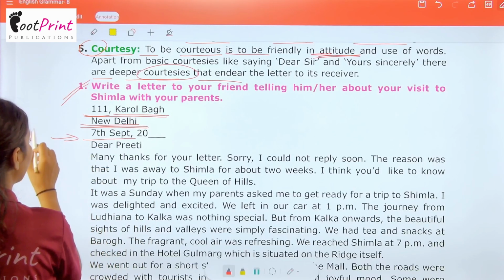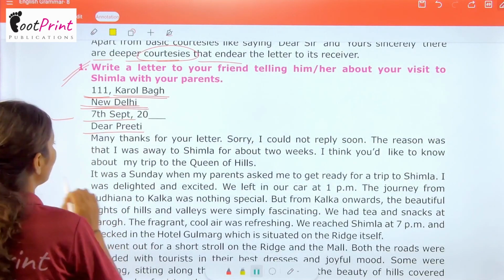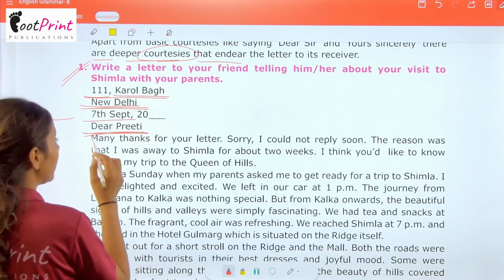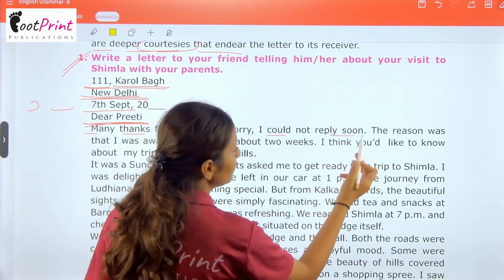After address we write date and then we will start with the salutation. Now after date you have to write the salutation word, that is Dear Preeti here. Now, many thanks for your letter. Sorry, I could not reply sooner.